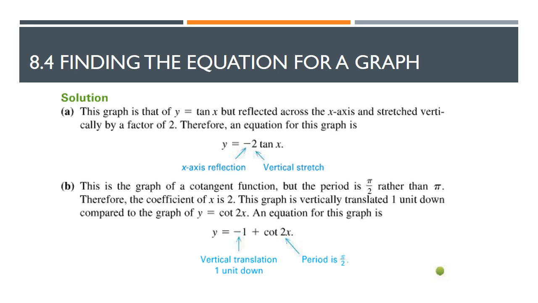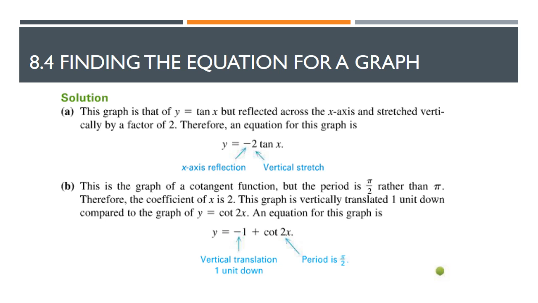So for A, the graph is the graph of a tangent. It has been reflected across the x-axis and stretched vertically. And so what we have is an equation of y equals -2 tangent x. The -2 is the reflection, or the negative is the reflection, excuse me, and the 2 is the vertical stretch.